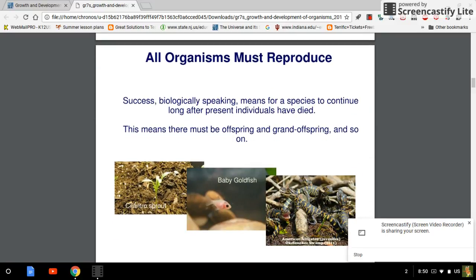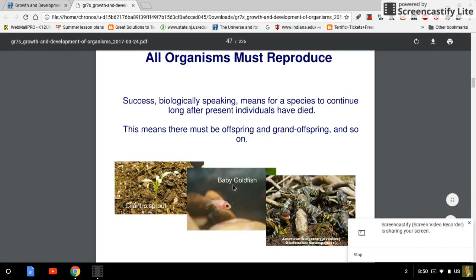So all organisms must reproduce. In order for organisms to be successful, it means that the species has to continue to be present long after the other individuals have died. Otherwise, they're not considered to be successful. So this means that there must be offspring and grand offspring, et cetera.